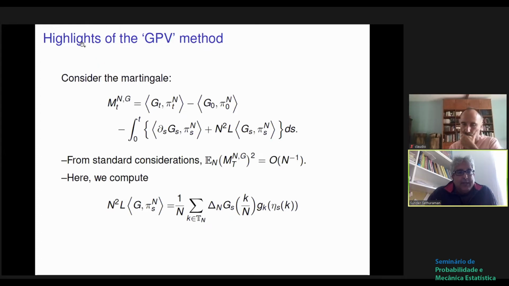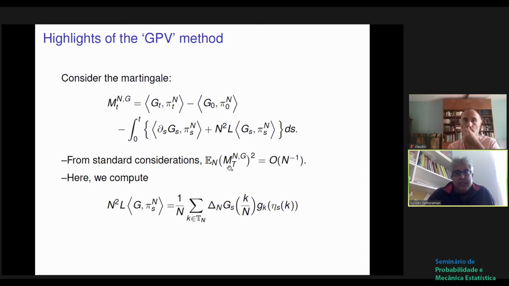I guess the so-called GPV method is well known to pretty much all of us, but let me just, as a comfort, go through it, if you don't mind. Okay, so let's consider the martingale that one can form. We're trying to assess this quantity, which, if G is something like an indicator function, would be just the average number of particles in the support of that indicator function. So we're looking at the evolution of this over time. So let's form this martingale that we're allowed to do.